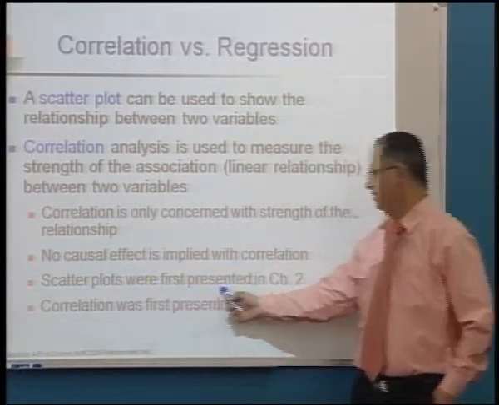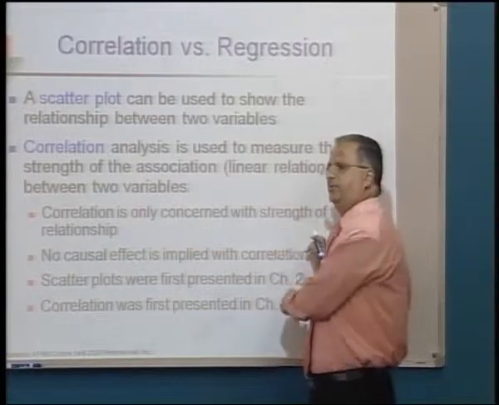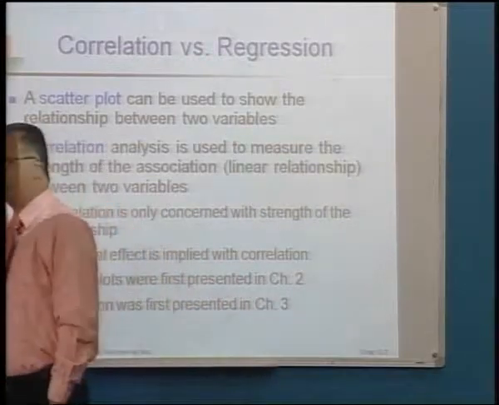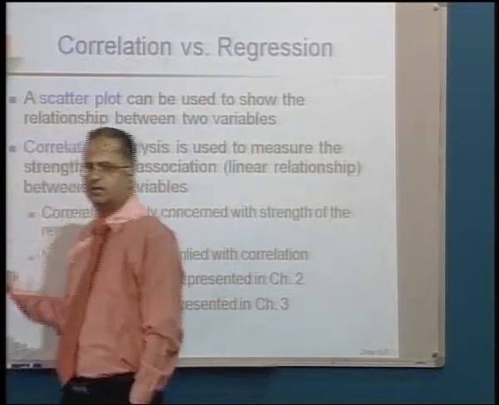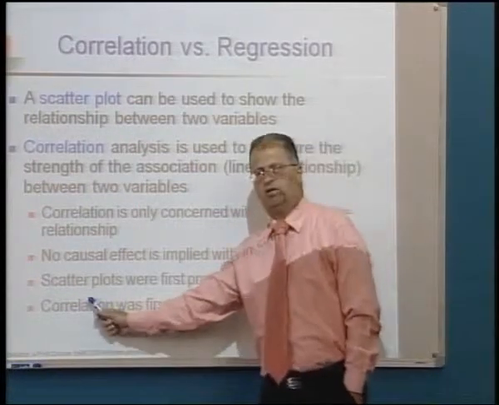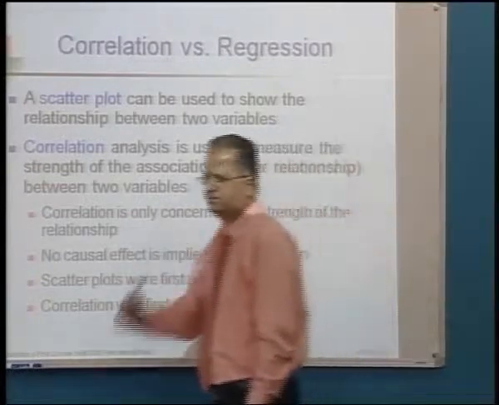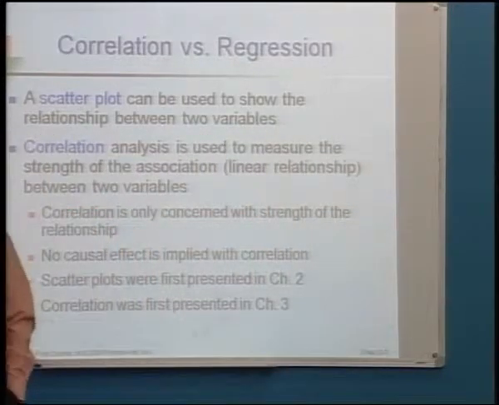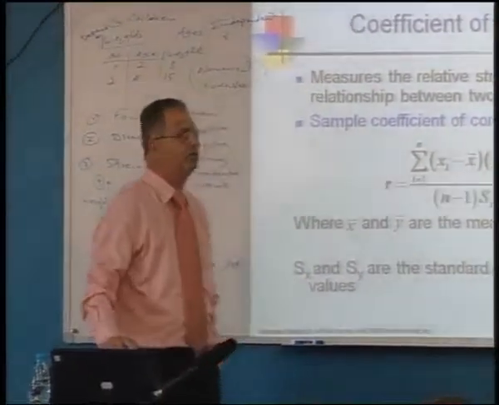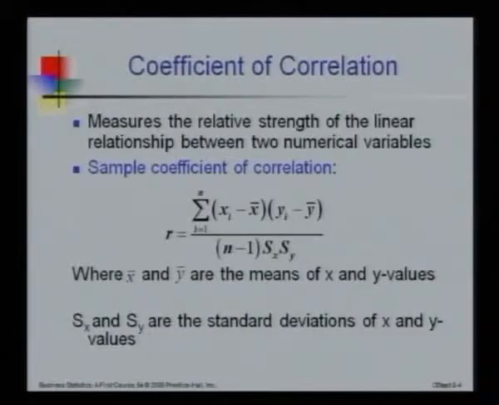Scatter plots were first presented in chapter 2, and we skipped, if you remember, chapter 2. And it's easy to make scatter plots for Y versus X. In chapter 3, we talked about correlation. So correlation was first presented in chapter 3. But here I will give just a review for computation about correlation coefficient or coefficient of correlation.